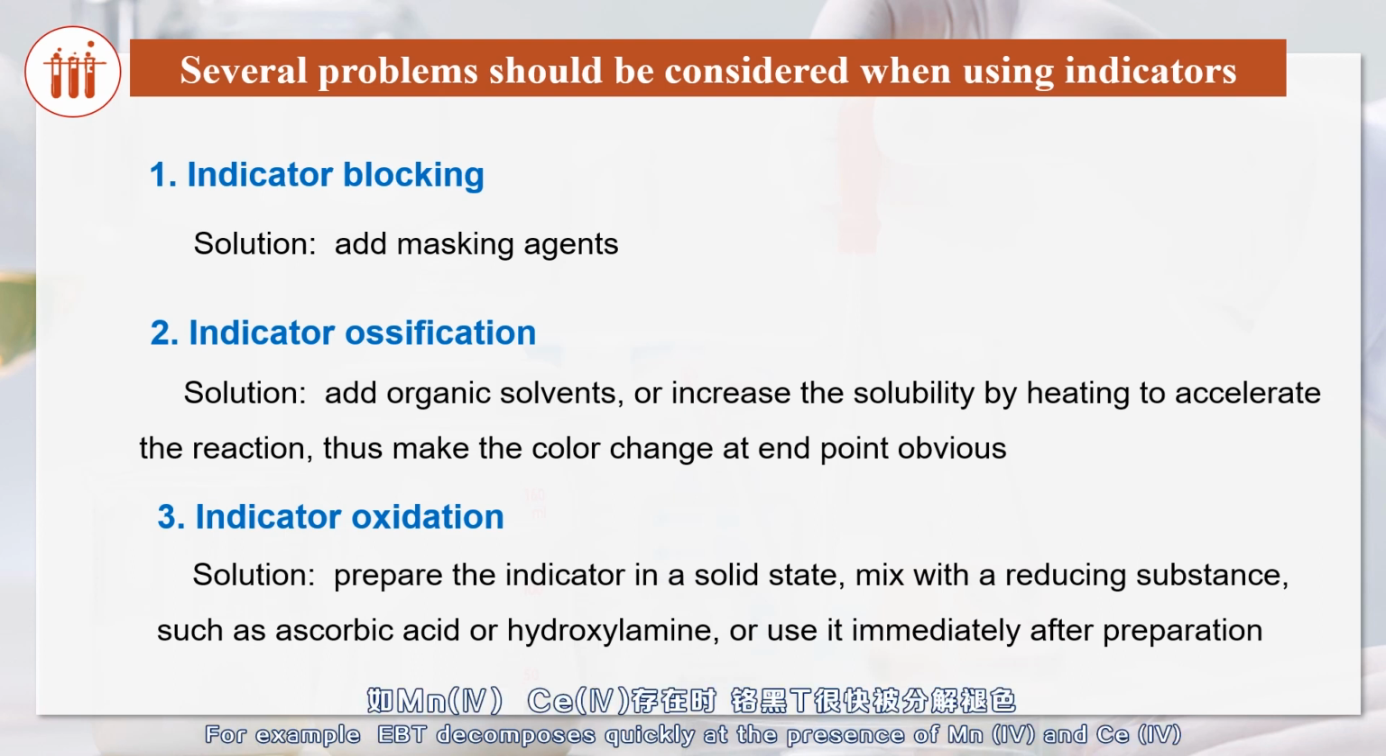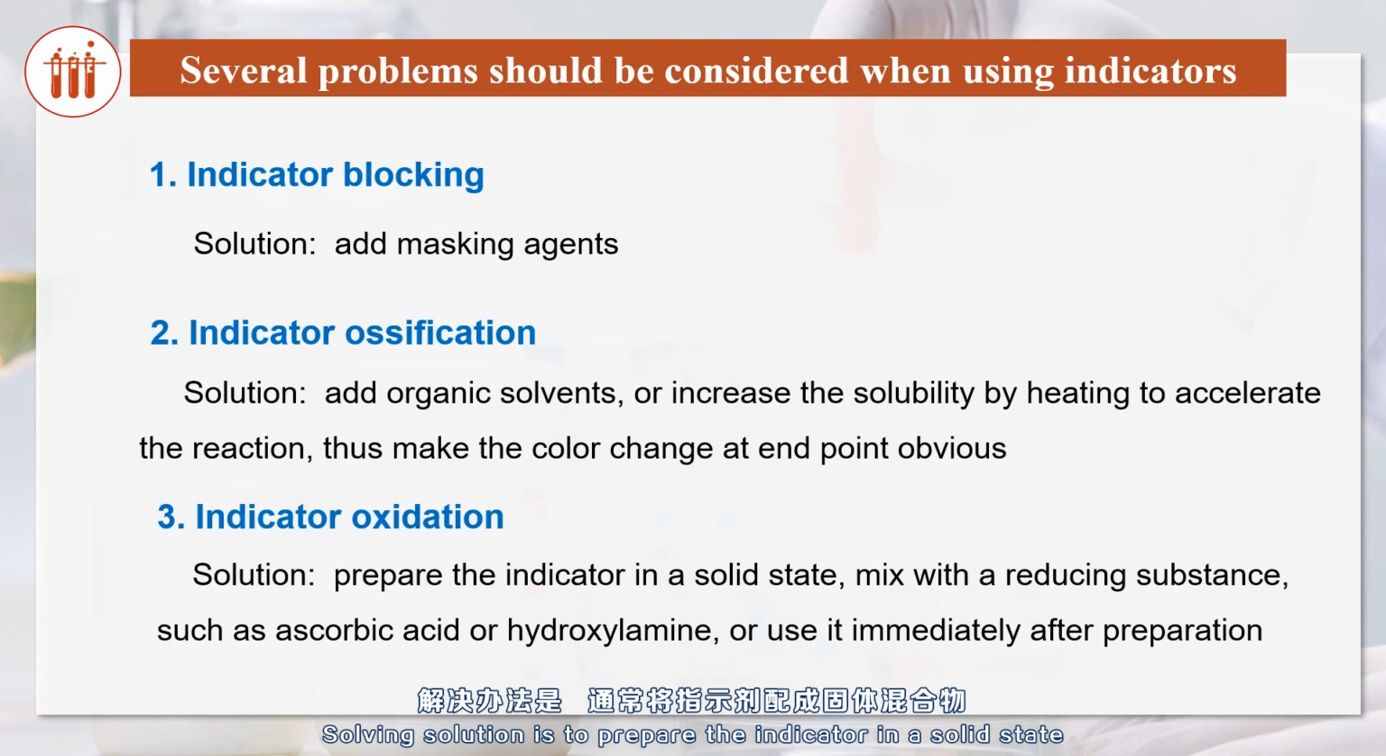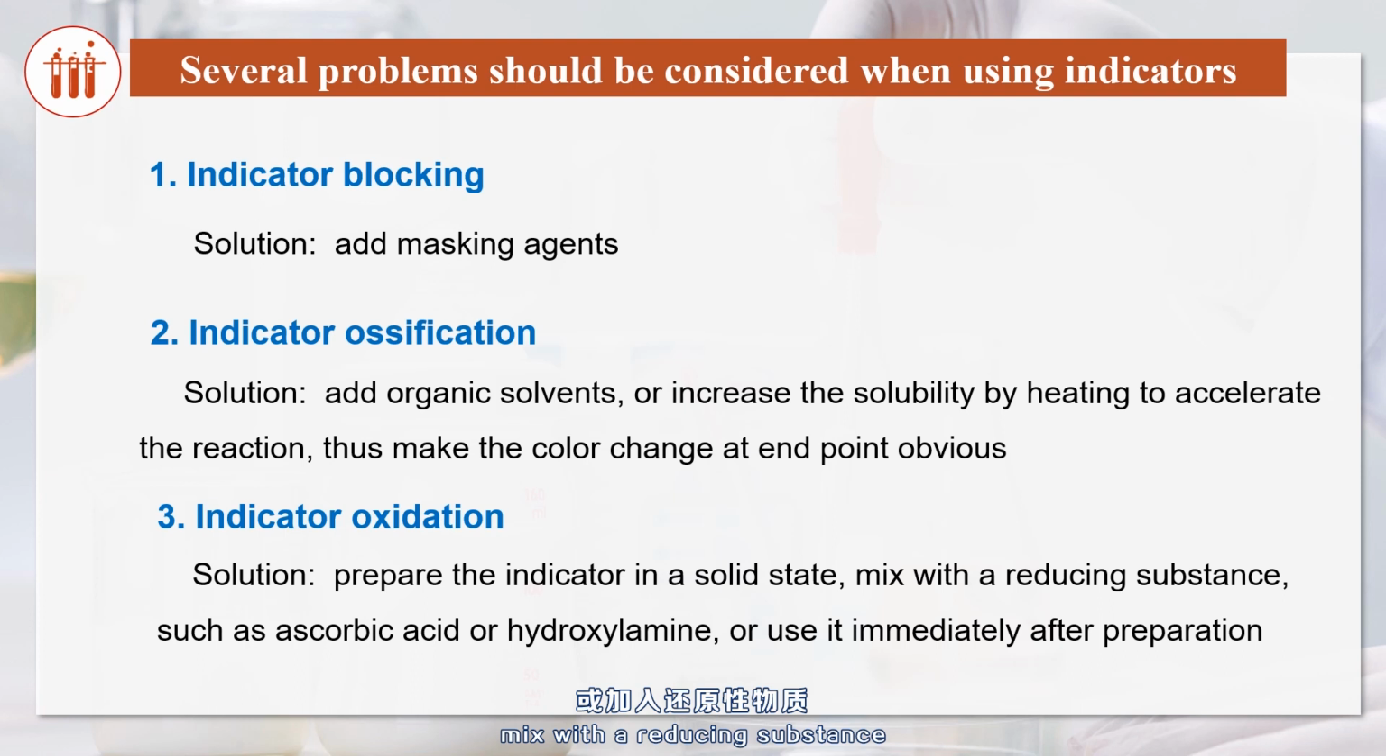For example, EBT decomposes quickly in the presence of Mn4+ and Ce4+. Solution: prepare the indicator in a solid state, mix it with a reducing substance such as ascorbic acid or hydroxylamine, or use it immediately after preparation.